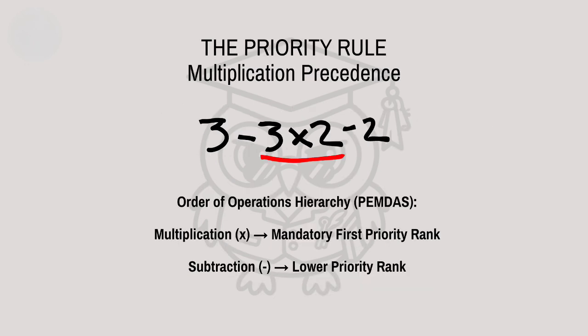So now let's solve it the correct way by isolating the operator with the highest priority rank. According to the foundational rules of PEMDAS, multiplication must be executed completely before addressing any subtraction operations on the board. The positions of the numbers from left to right do not alter this rule. The center product is our mandatory starting point.